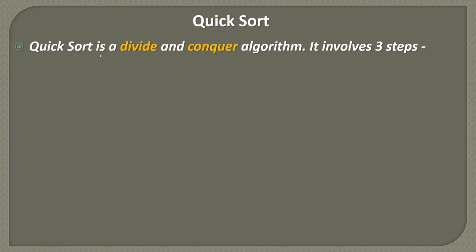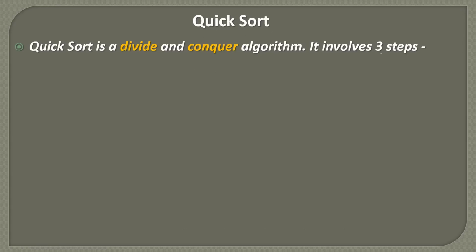When we discussed merge sort, we saw that it was a divide and conquer algorithm. By divide and conquer we mean that if we are given a complex problem, we divide it into smaller sub-problems, and when those sub-problems are not further divided, we conquer them. When we conquer each and every smaller sub-problem, we reach the solution of our original problem. Quicksort is also a divide and conquer algorithm.